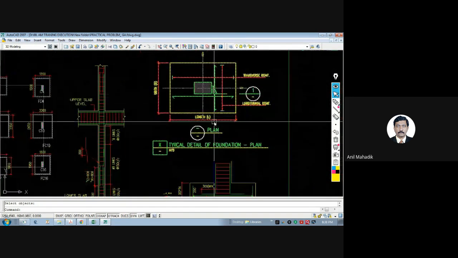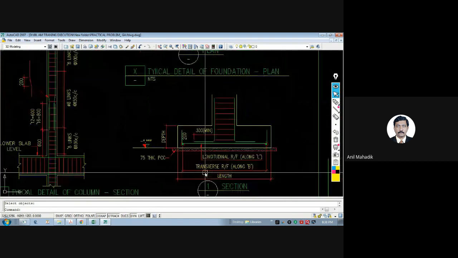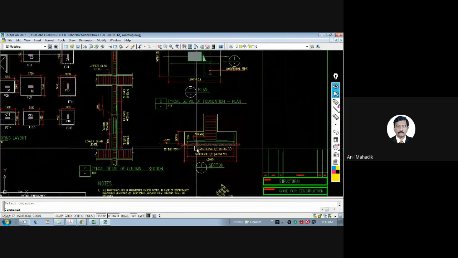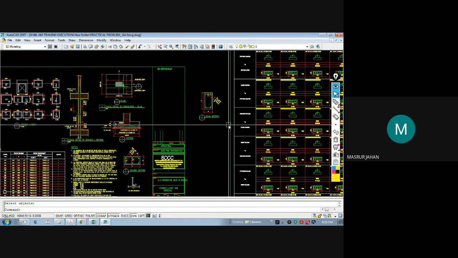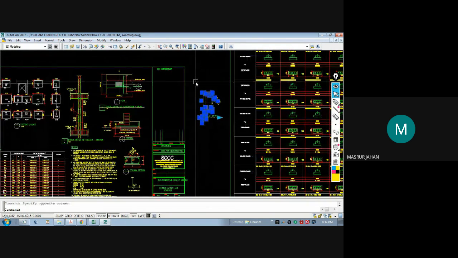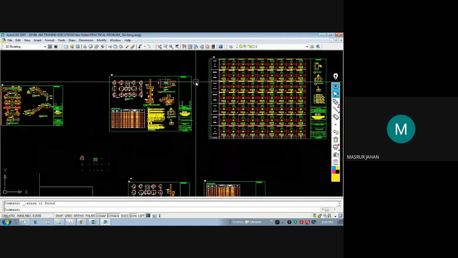And then along B means what? So you will understand along B is this. This transverse reinforcement is along B. I hope you got this. Yes, sir. Now, second part is the column.